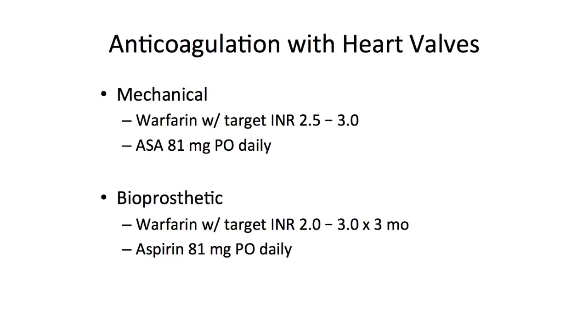For the patient receiving a mechanical valve, warfarin must be taken with a target INR of 2.5 to 3. These patients should also take an 81 mg aspirin daily. For the patient who's received a bioprosthetic, it's important for them to take warfarin with a targeted INR of 2 to 3 for 3 months, as well as an 81 mg aspirin daily.